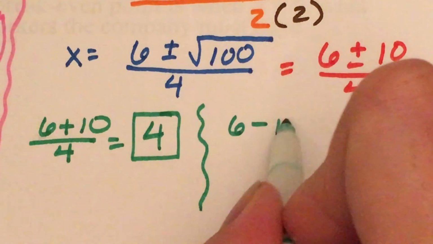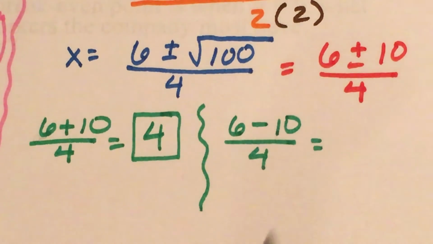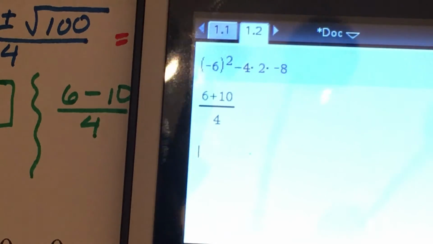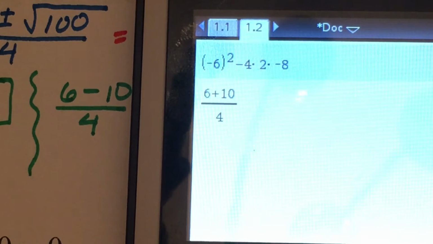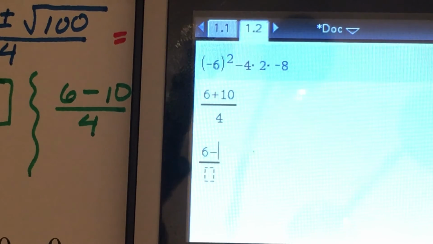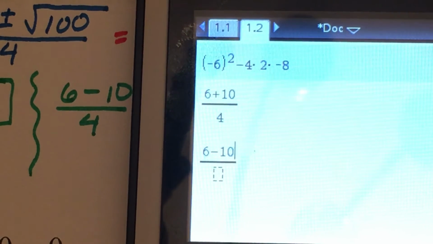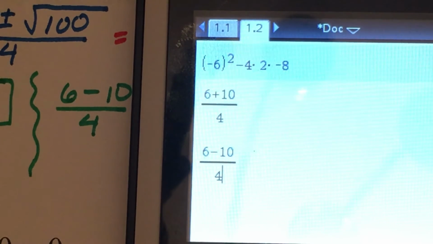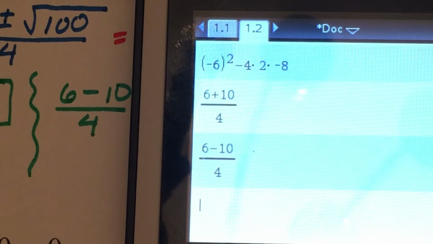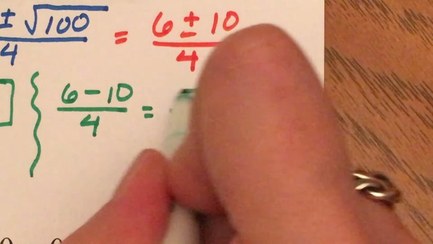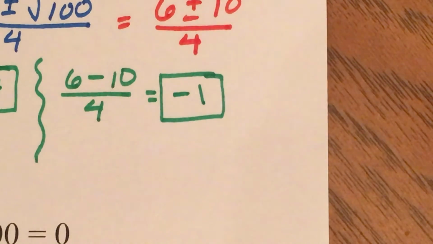All right, let's go do it again for the minus. So 6 minus 10 divided by 4. Calculator friend. Control divide. 6 minus 10. Arrow down. Divide by 4. Enter. What did you get? Did you get a -1? That's super.